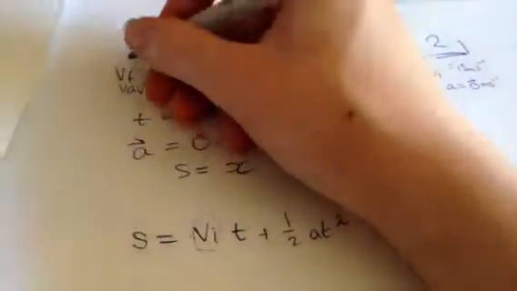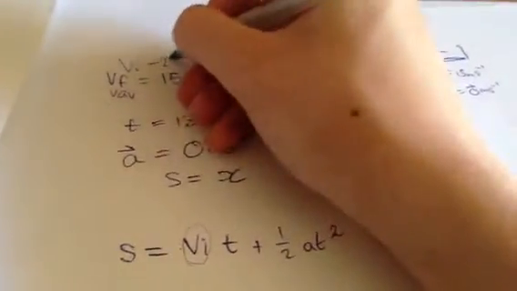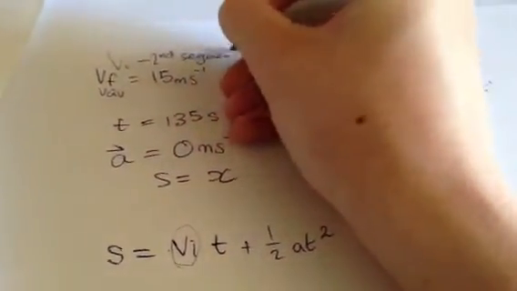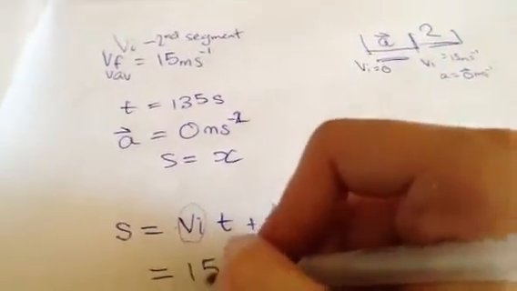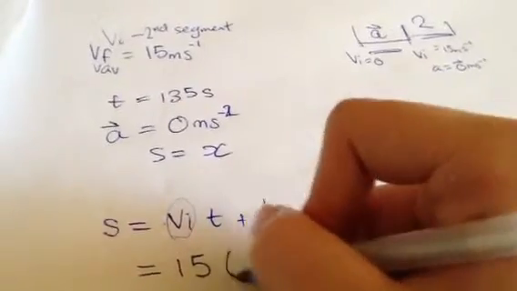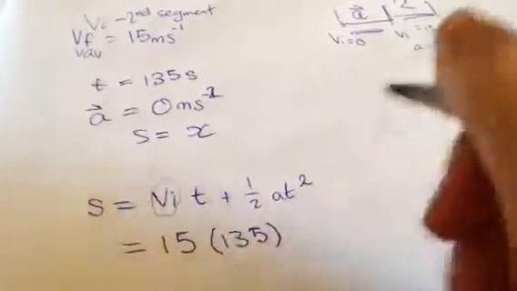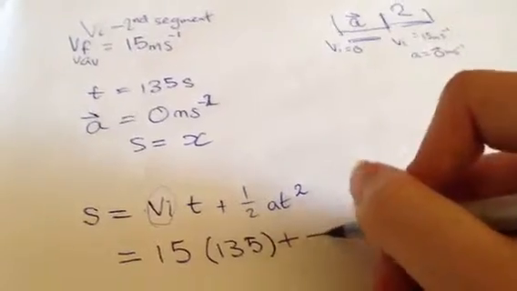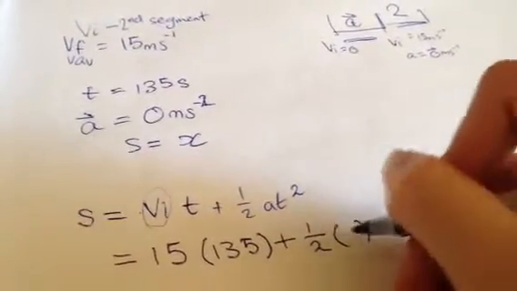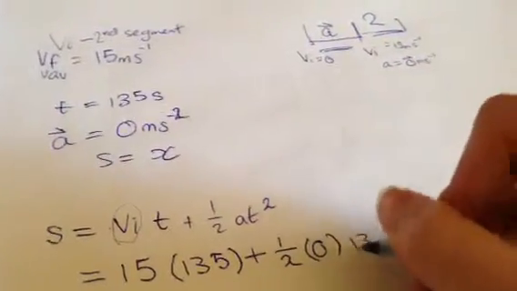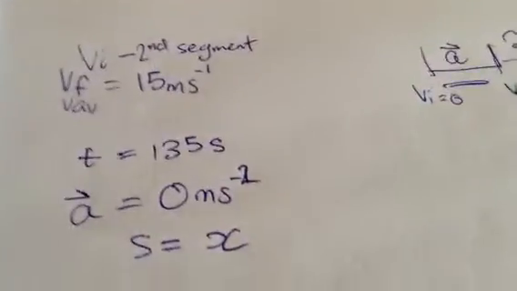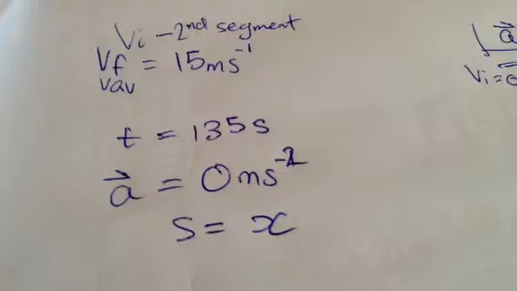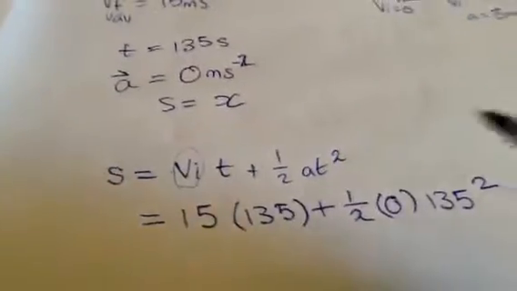So we can write this as being v_i now, just for the second segment, and we can calculate away. So the v_i is 15, and the time we're looking at is 135 seconds, and then we're looking at half of 0, because remember we're not accelerating, and then time squared, which is 135 squared. It's just a matter of simple substitution from the values I calculated at the end of the last video for the second section of rail.